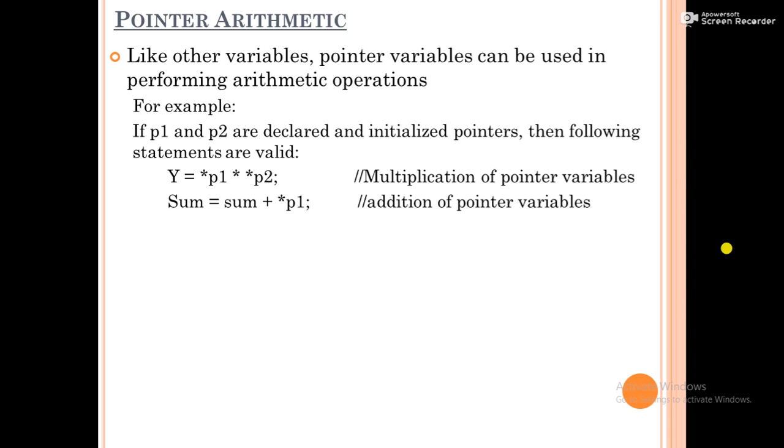The next statement shows addition with pointer variables: sum = sum + *p1. Using the asterisk symbol again we access the pointer value and add it to the sum variable. So this is about pointer arithmetic.